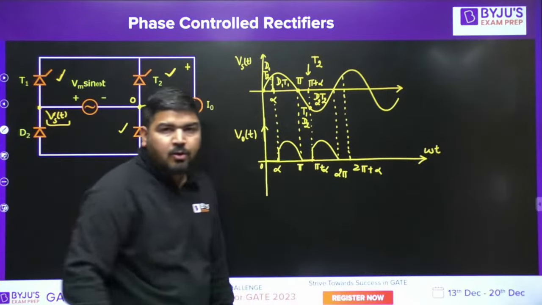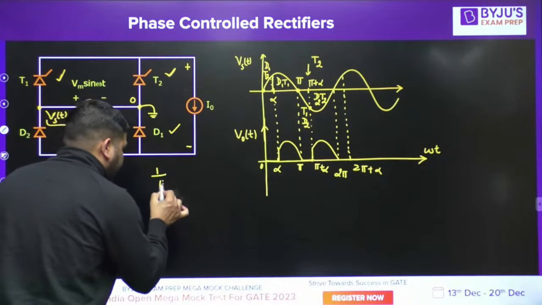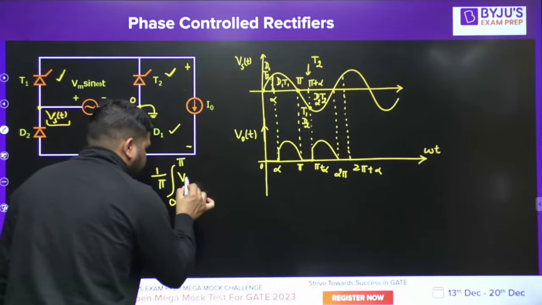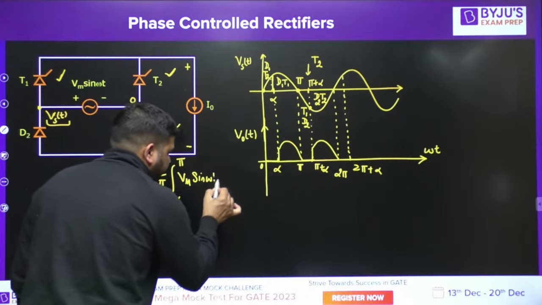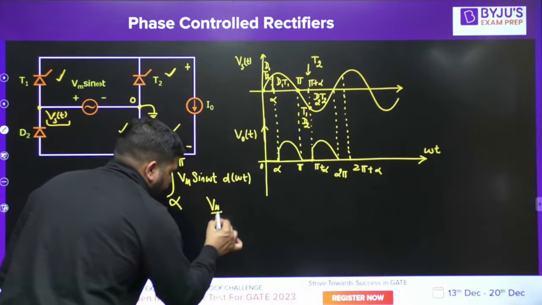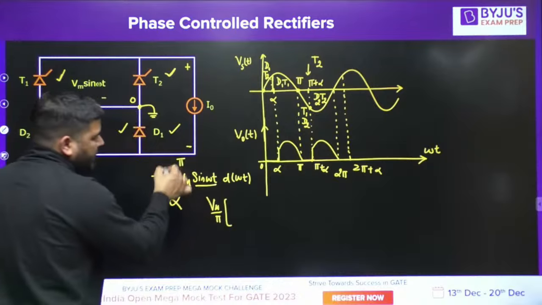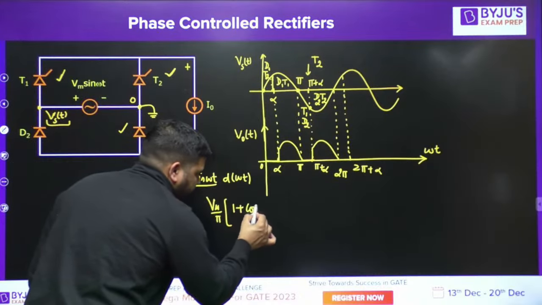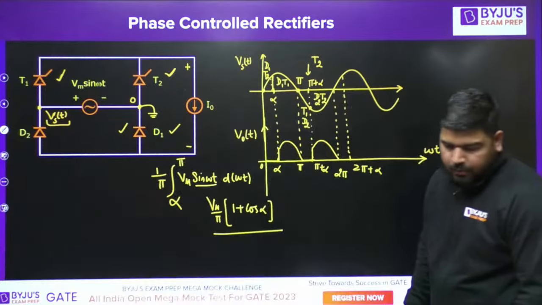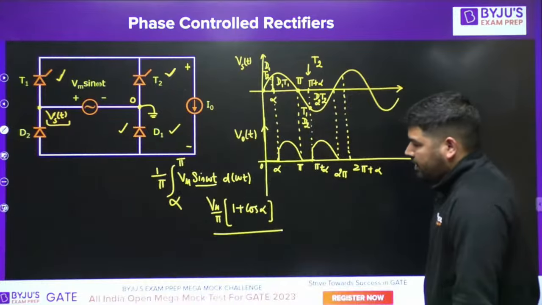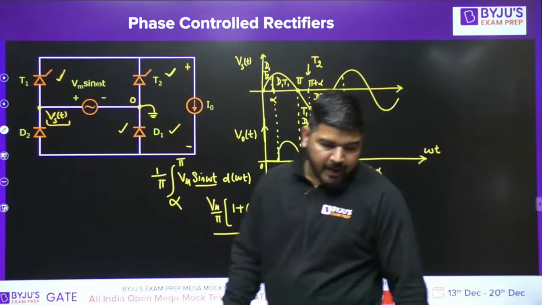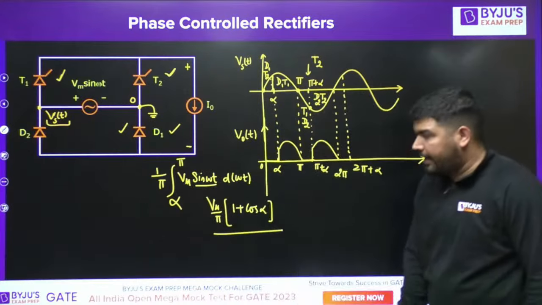You can calculate the average output voltage. What is the average output voltage? 1 over pi. The period is pi, from alpha to pi, Vm sin omega t d omega t. Vm by pi, integration of sine is minus cos, upper limit minus lower limit. This will be my average output voltage. And you can see that for whatever value of alpha you take, it will always remain positive. Average value will never be negative.